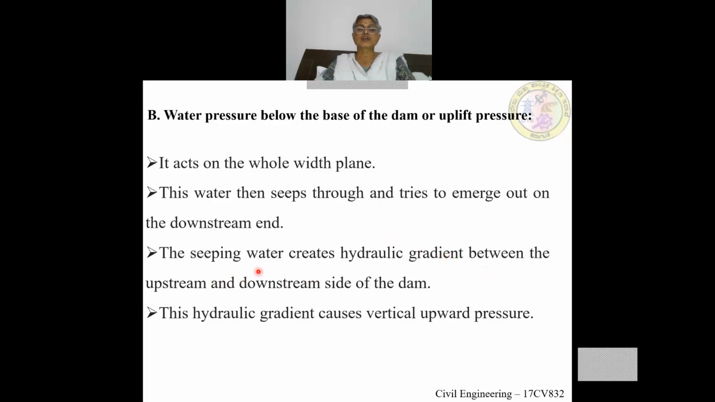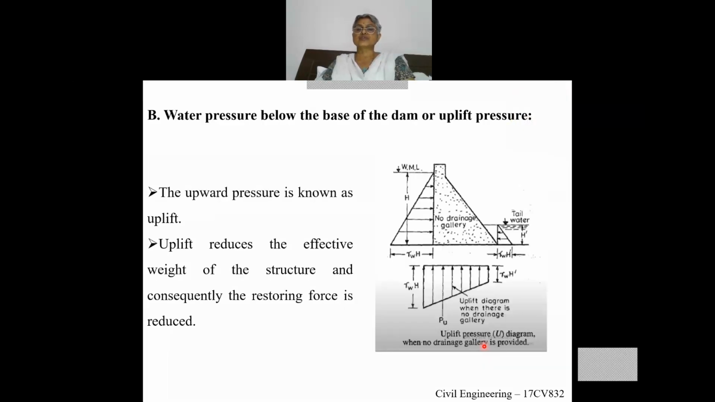This seeping water will create a hydraulic gradient between the upstream and the downstream side of the dam, and this hydraulic gradient causes a vertical upward pressure, which is also called the uplift pressure. The intensity here is gamma W into H, because of the height of water H in the reservoir, and this is gamma W into H dash, because of the tail water H dash on the downstream side. So this is the pressure diagram below the base of the dam, and it acts in the vertical direction.